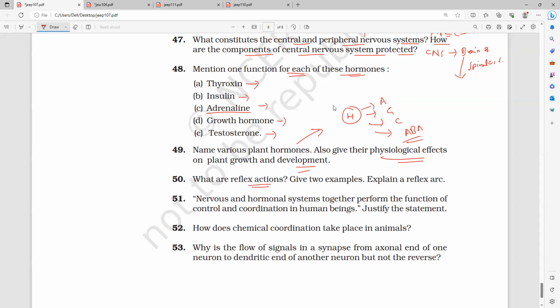Next, what are reflex actions? Give two examples. Explain a reflex arc. For reflex actions, you can take two examples. Can anybody tell me what examples you can give? Yes, please. What are reflex actions? You can write the definition. Give any two examples. For example, whenever you see tasty food, what will happen? Your mother is preparing chicken or mutton on Sunday. Automatically something will happen in our mind. What will happen? Yes, please.